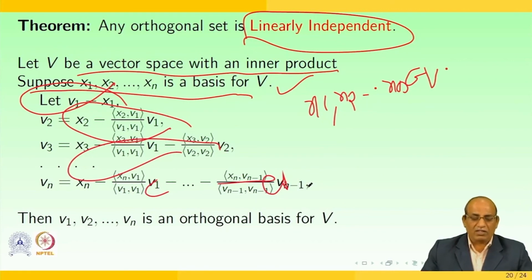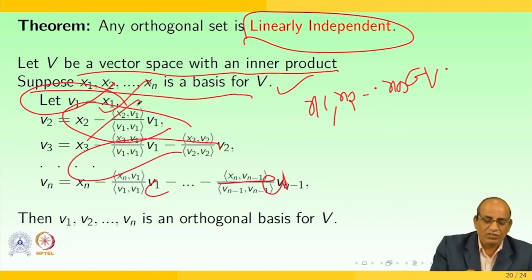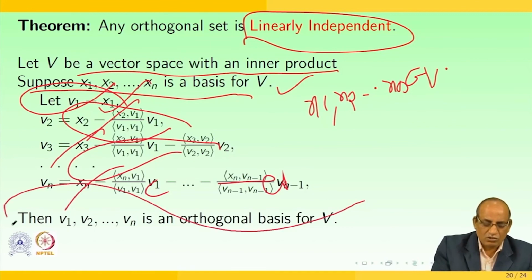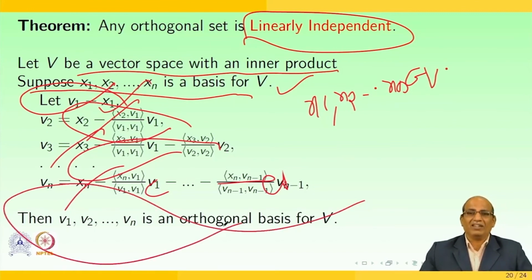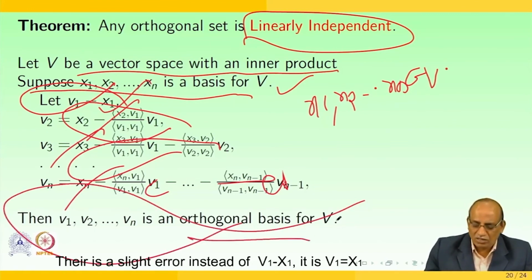These vectors are all orthogonal vectors. You can verify by multiplying those vectors, and they will become orthogonal vectors. So V1 is known, V2 is known, V3 is known, V4 is known. Then V1, V2, V3, V4, ..., Vn is an orthogonal basis. That is fine.